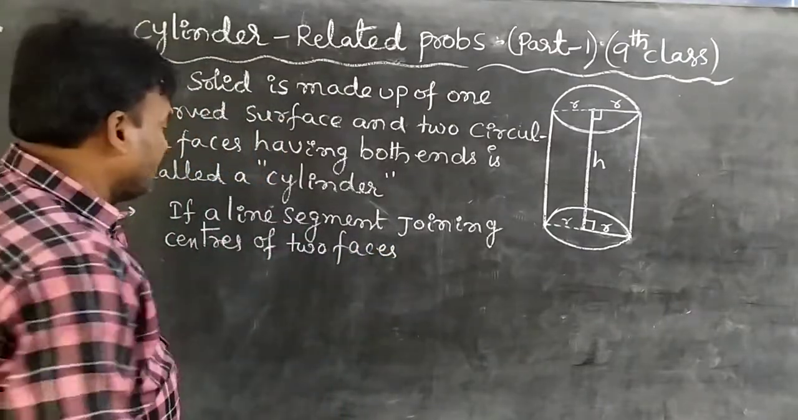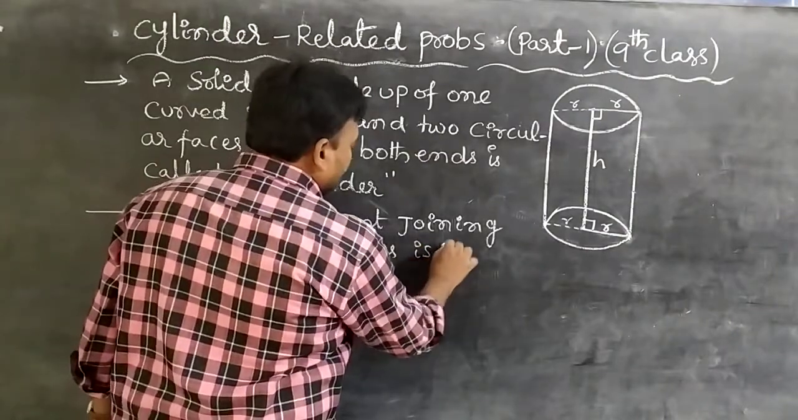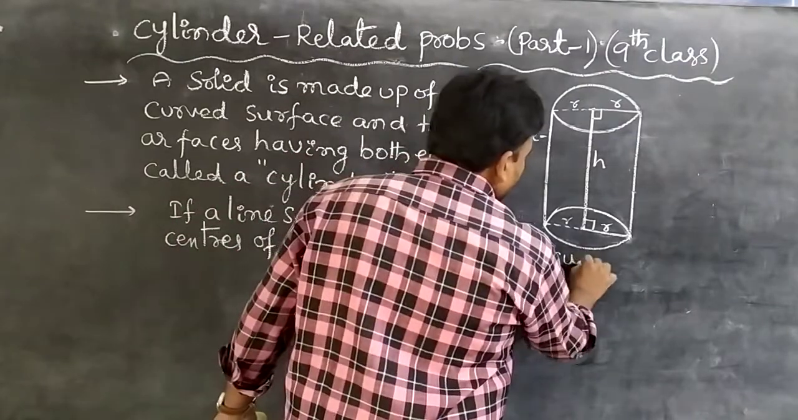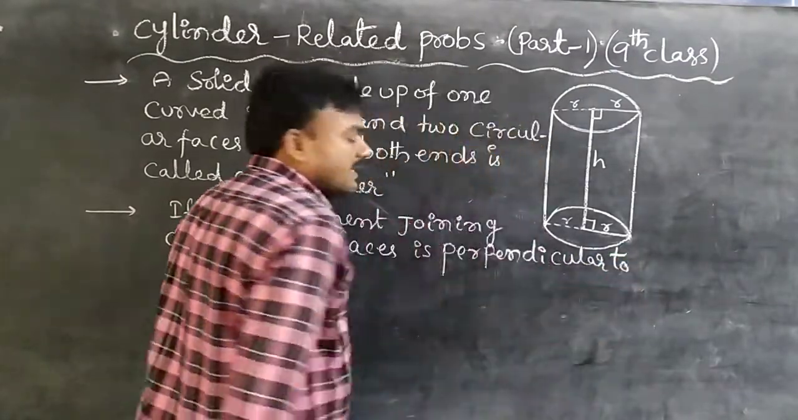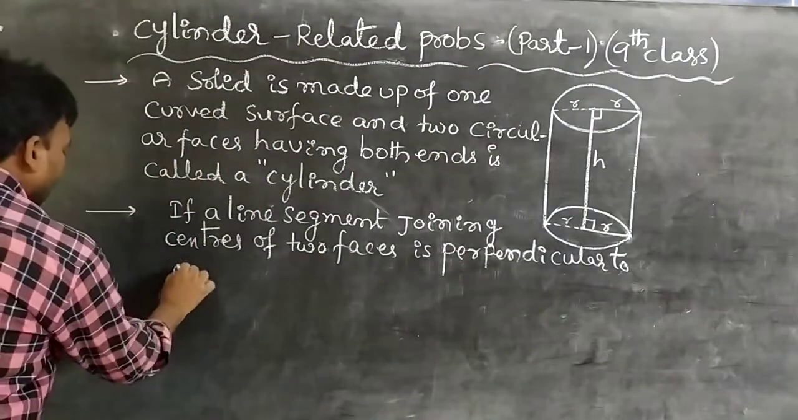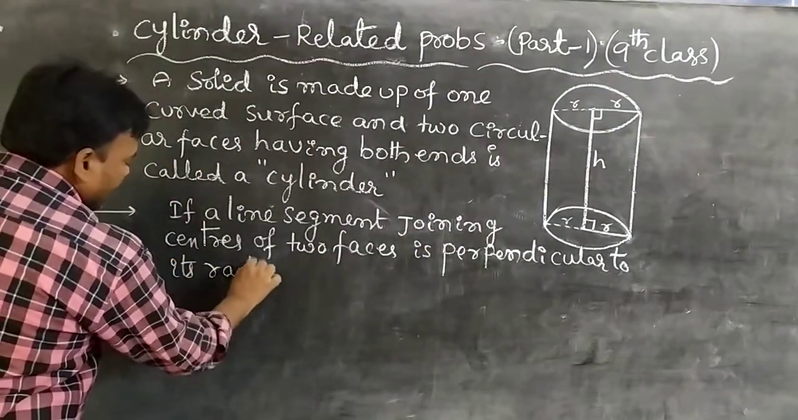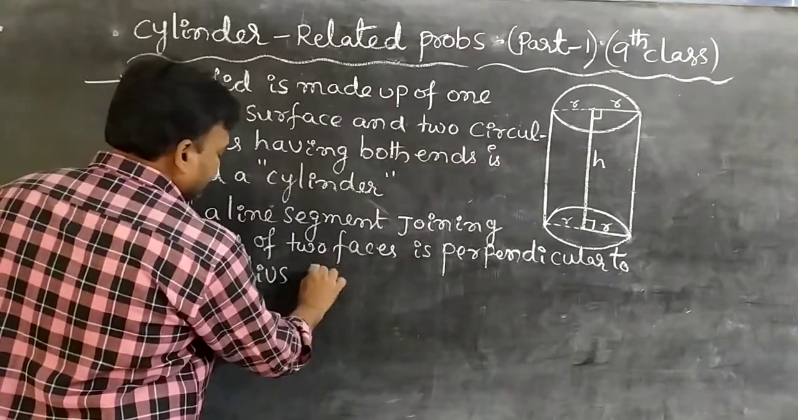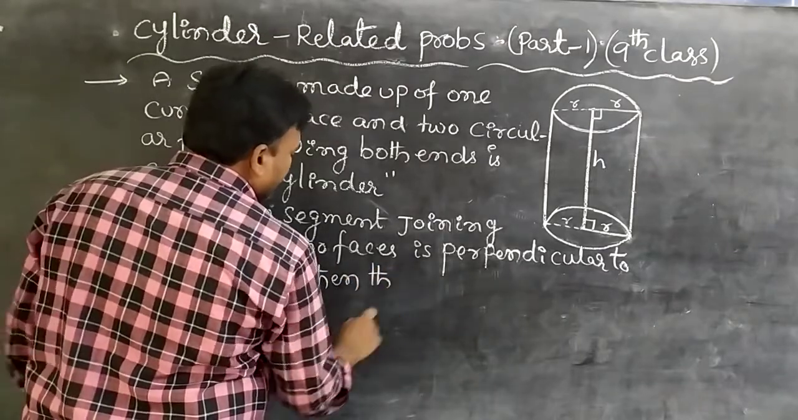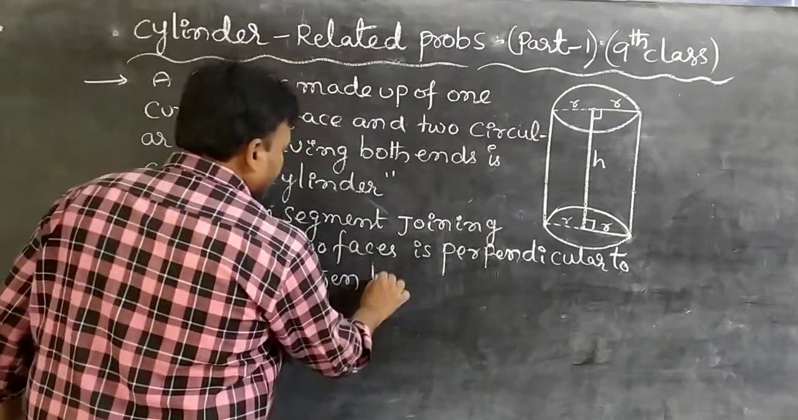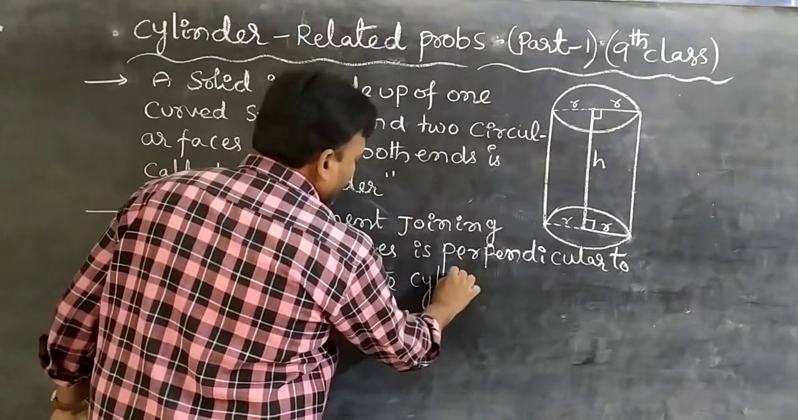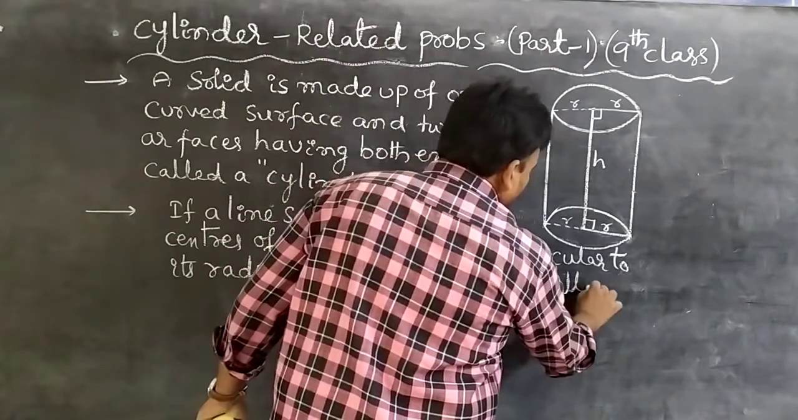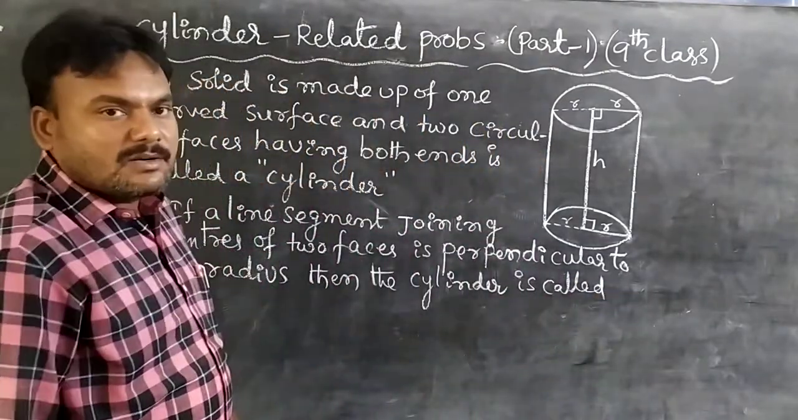is perpendicular to its radius, then the cylinder is called a right circular cylinder.